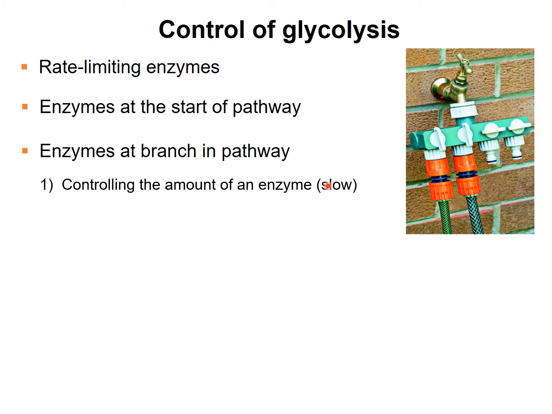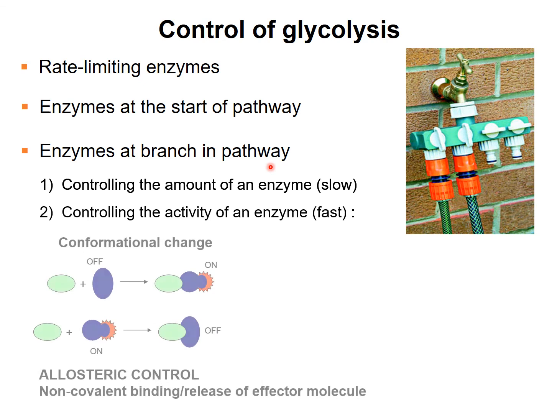Then it will be translated in ribosomes and be modified in the Golgi apparatus to become a final functional protein. So this process might take a few minutes, which is considered slow for molecular processes. While a second strategy, which is faster, is by controlling the activity of an enzyme through allosteric binding or allosteric control, which can happen in milliseconds.